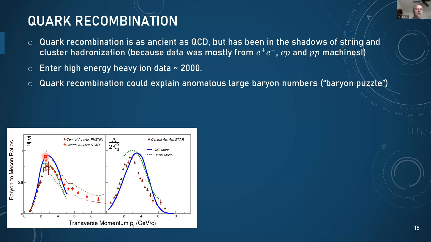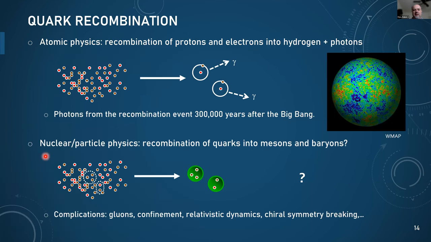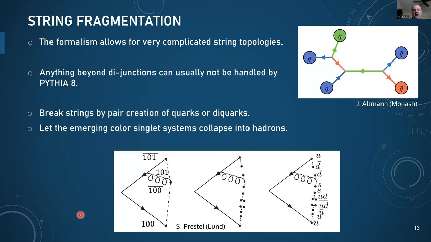It's puzzling because if you think about string fragmentation, it's very hard to make baryons, because you have to pop diquarks out of the vacuum instead of quarks, and that is suppressed simply because they have a higher mass. And these tunneling formulas go exponential. So if you pop out something with a higher mass, it's suppressed, right?